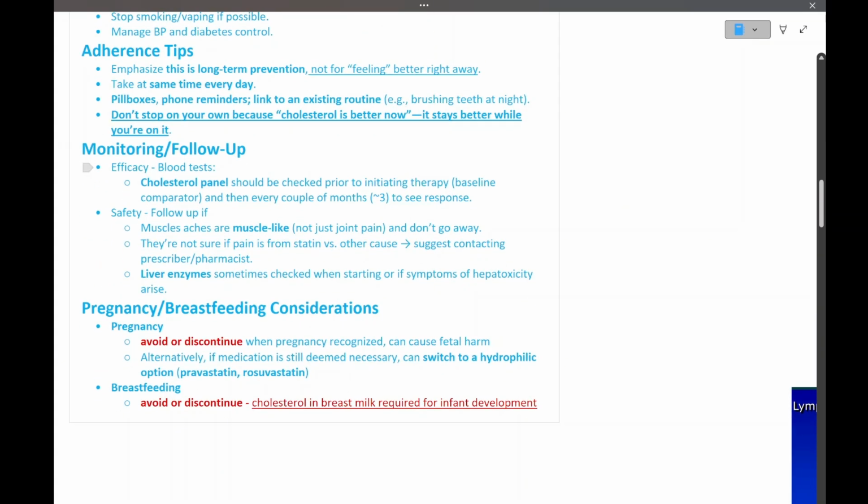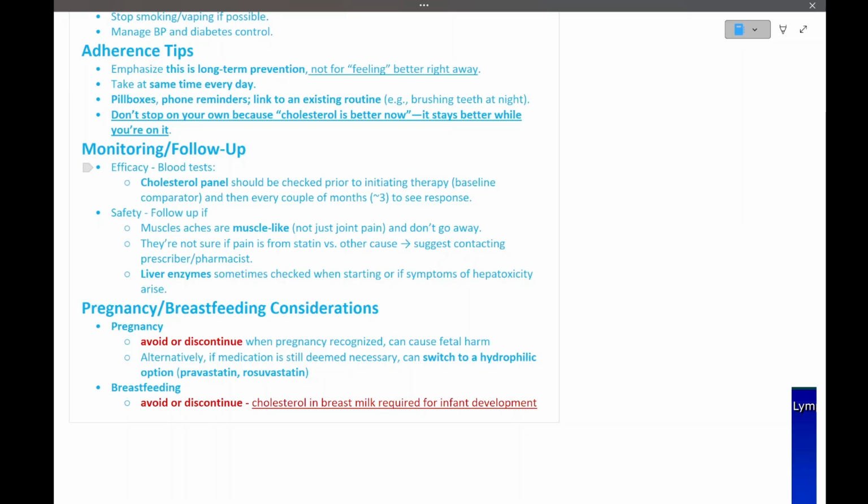In terms of monitoring and follow-up, in terms of measuring the efficacy of the medication, the healthcare professional will usually order a lipid panel or a cholesterol panel, which measures the levels of cholesterol in the blood. That should be checked prior to initiating therapy to establish a baseline comparator, and then every couple of months, usually 3 months, to see a response.